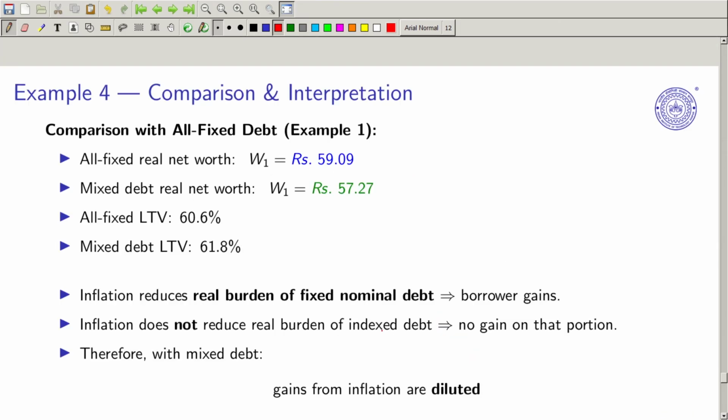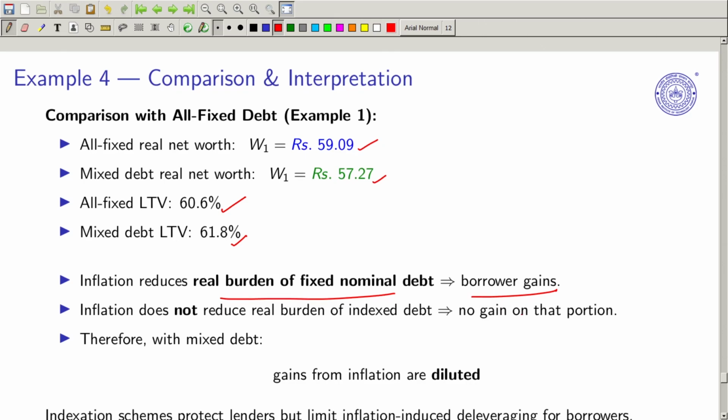If I am comparing, the all fixed real net worth that we saw was 59. Mixed debt real net worth is coming out to 57.27. All fixed loan to value is coming out to be 60.6, mixed debt 61.8. Which means that when we have inflation, it reduces the burden of the nominal debt and the borrower gains, and this has a lot of impact on borrowing and other things, right? So this is what it implies.